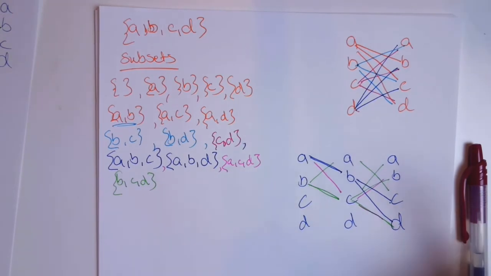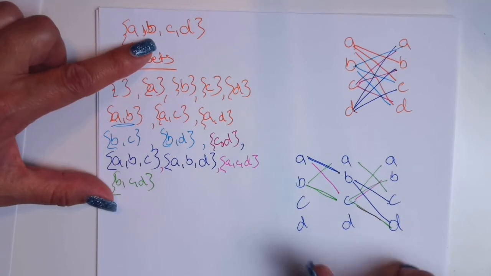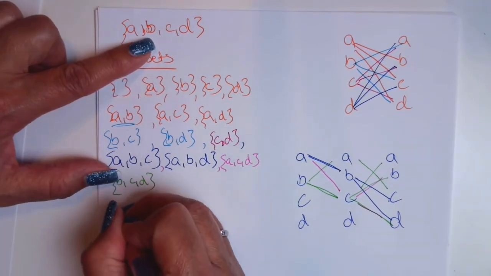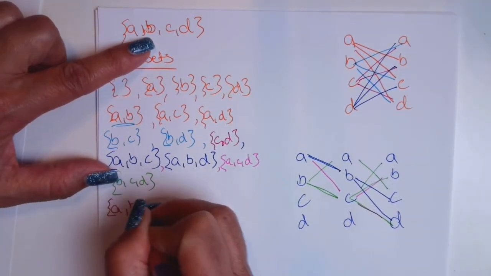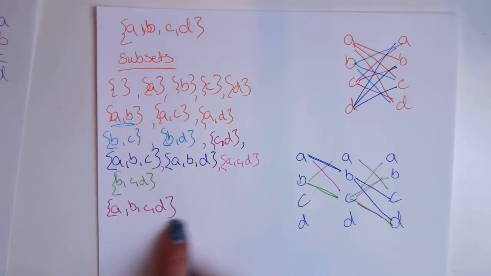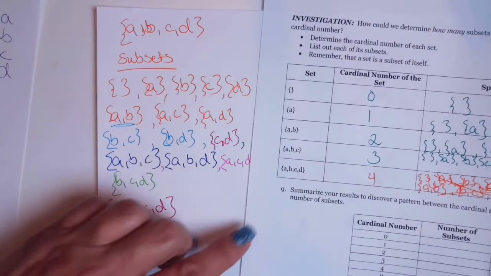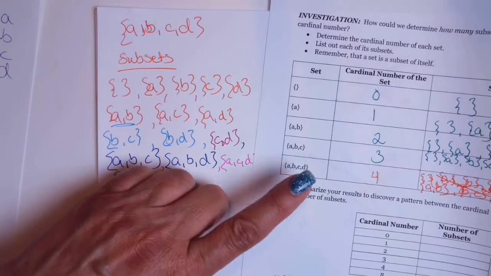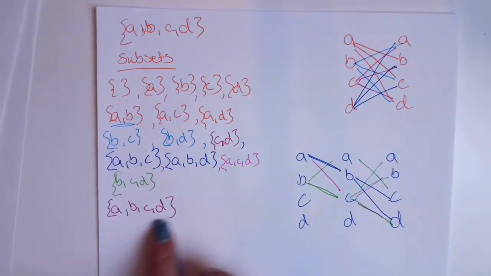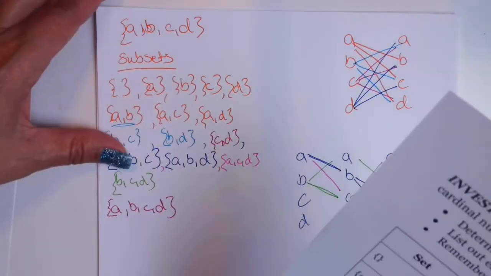Except we need one more subset. And that subset is going to be the set itself. So A, B, C, and D. So these are all the subsets for this one here. All of these. Okay, let's move on to the next one.